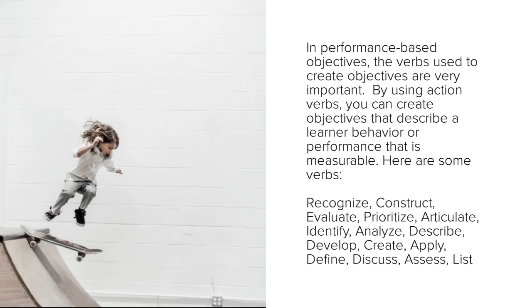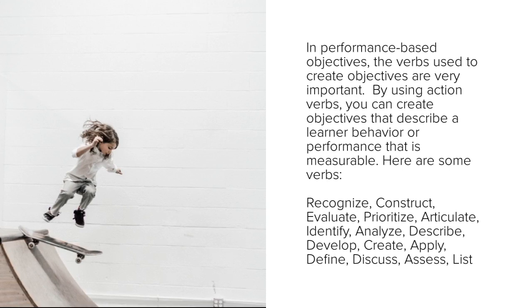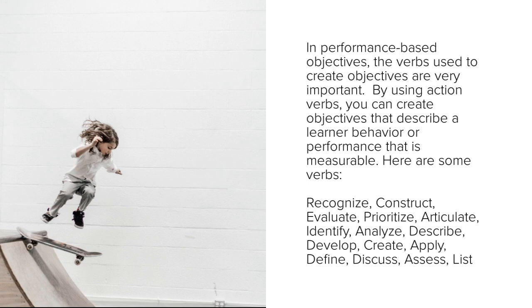But before we do, I want to stress one important element of writing a great learning objective, and that is the verbs that you actually use to indicate the performance. When writing learning objectives, it's important to use action verbs because these verbs allow you to make a measurable objective. So I've given you a couple of quick examples here that you can use in your own objectives. Some of those are recognize, construct, evaluate, prioritize, articulate, identify, etc.